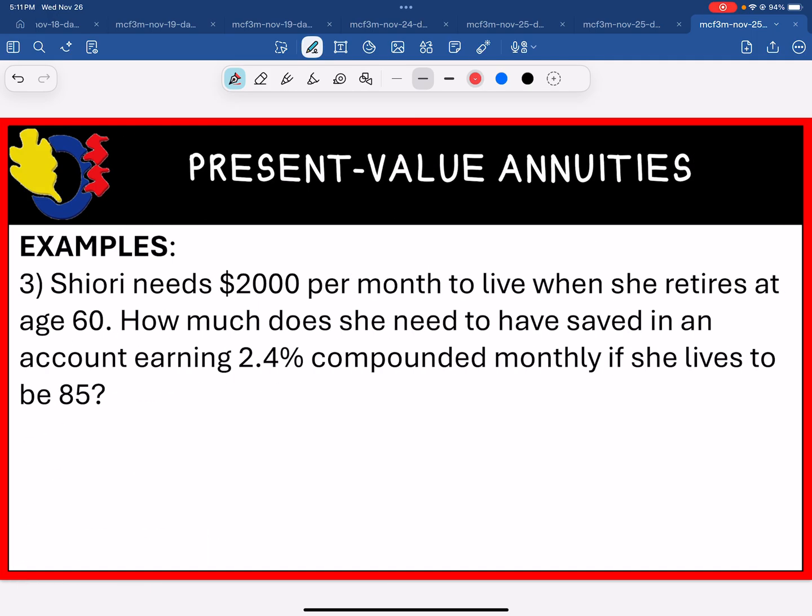Shiori needs $2,000 per month to live when she retires at age 60. How much does she need to have saved in an account earning 2.4% compounded monthly if she lives to be 85? Okay, same idea. PV, R, I, N. Let's decode the problem. We need to figure out the PV. The R is $2,000 per month.